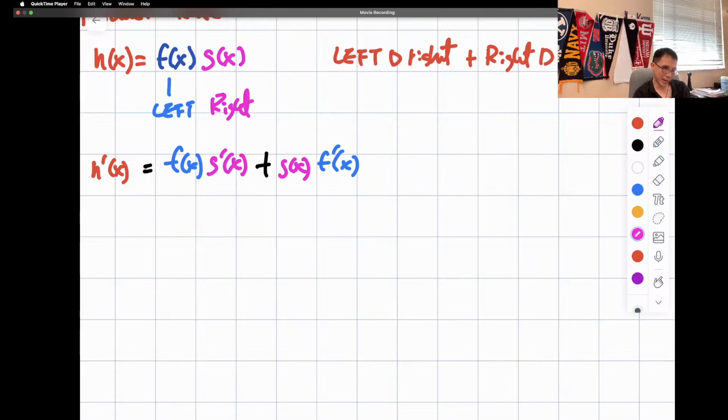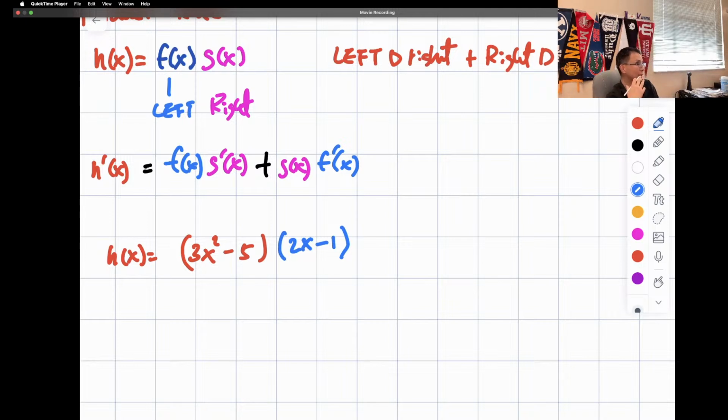So imagine that I have an h of x. It looks like, I don't know, 3x squared minus 5 times 2x minus 1, something like this. So I can take a derivative of this. Now, a lot of you are going to be thinking, Mr. A, why don't you just do power rule? You have to expand them and do power rule. Yes, it's true, but today I'm trying to teach you product rule so we can use it for something else.